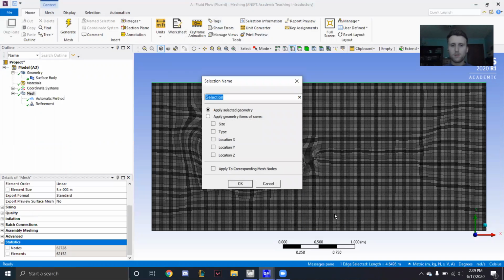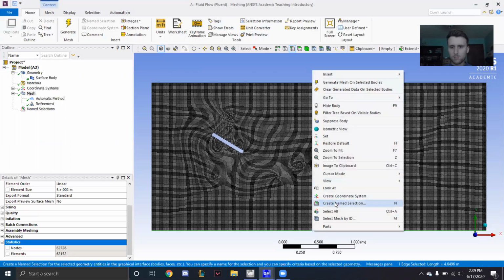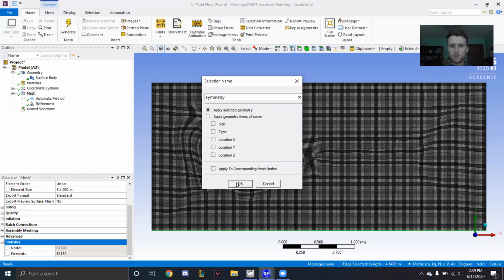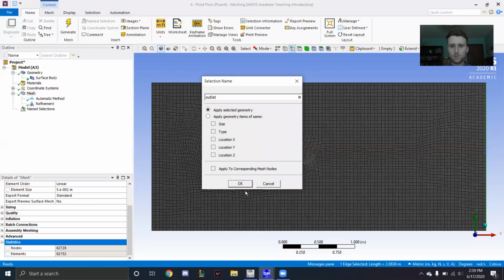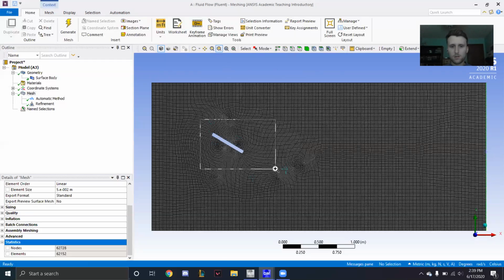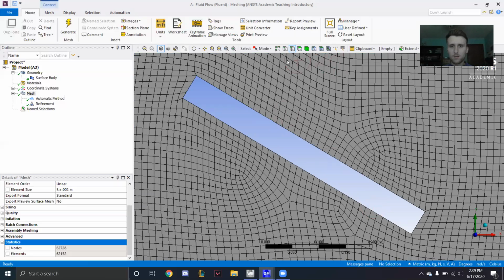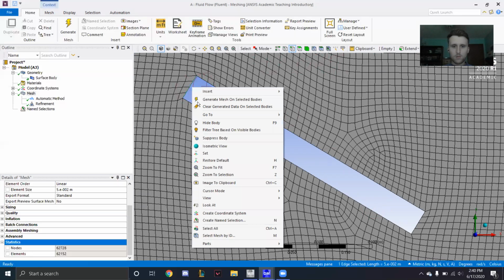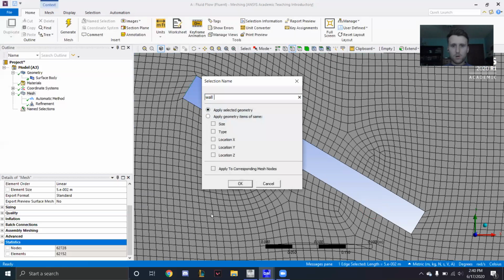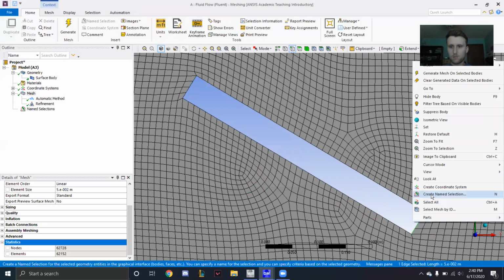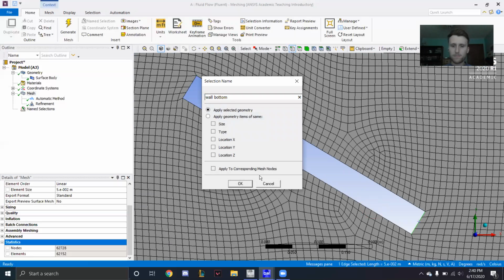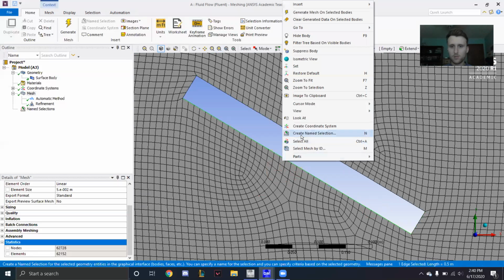This is symmetry. Symmetry. Inlet. Outlet. And let's just go ahead and zoom in on here so you can see it better. I'll call this wall top. Wall bottom. This will be wall front and wall back.